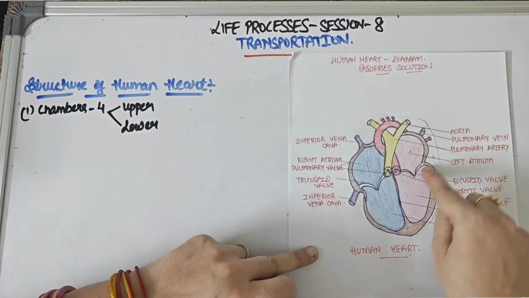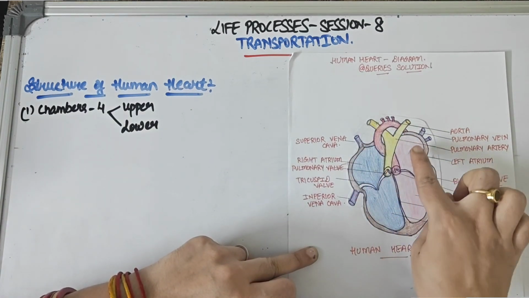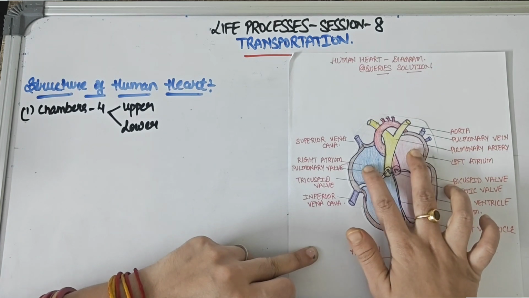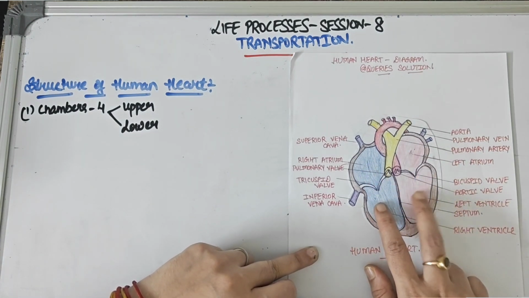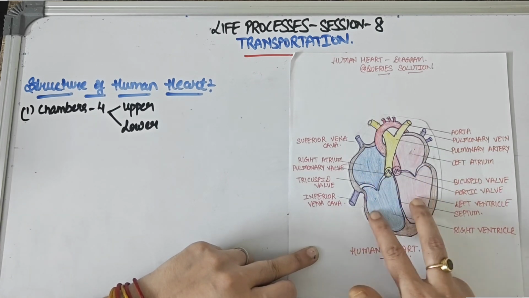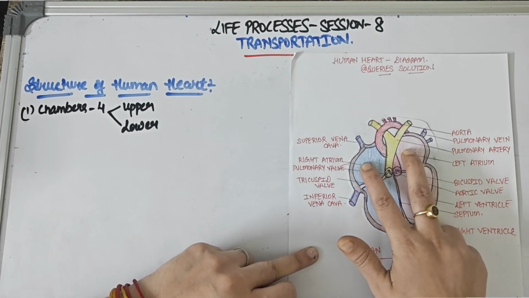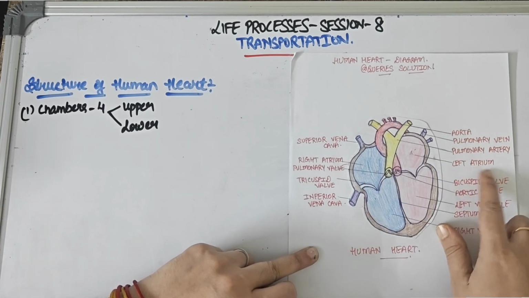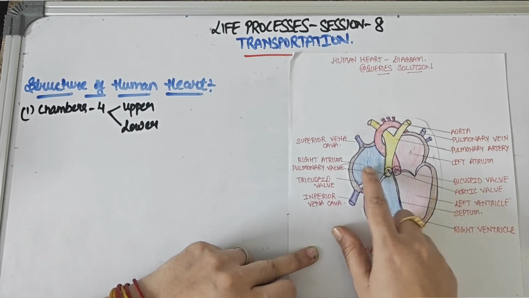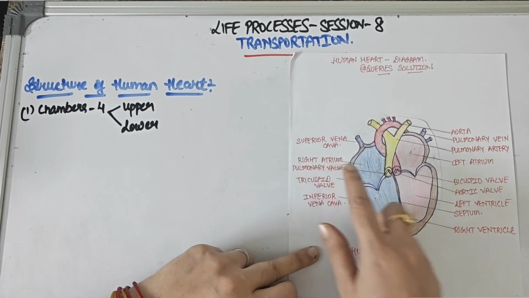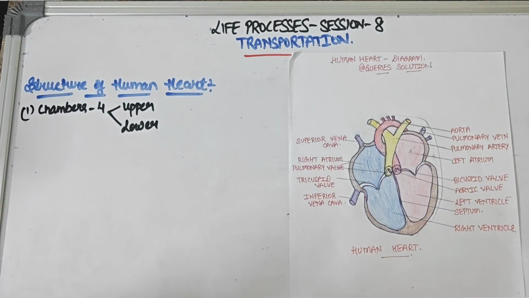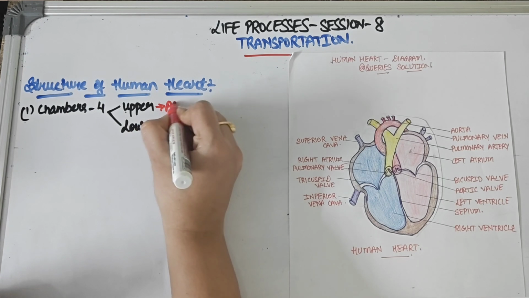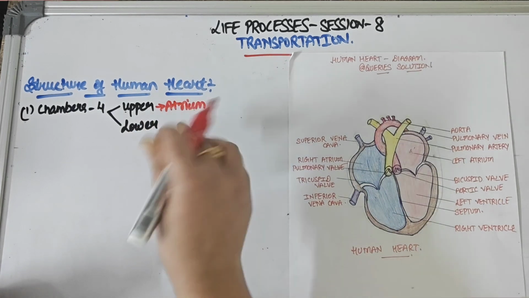Can you see this part over here? These two areas, the pink and the blue one, are the upper chambers of your heart, and these two are the lower chambers of your heart. And what are they named? The upper chambers of the heart are known as atrium. Can you see the left atrium and the right atrium here? So let me write down: the upper chambers of the heart are known as atrium and not auricles.